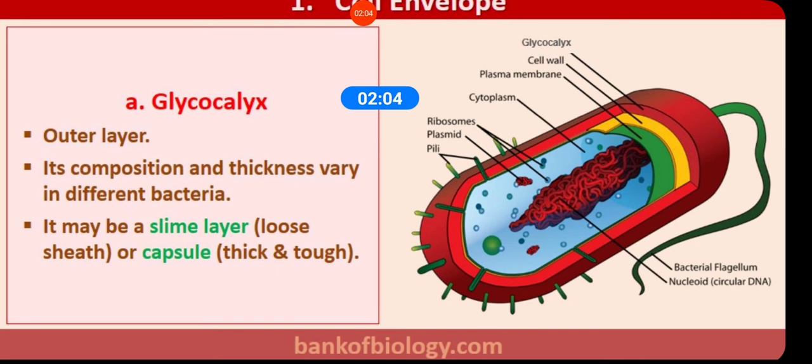And if the cell covering or glycocalyx is thick and tough, then it is called a capsule, which makes the bacteria resistant to the outside environment. It makes the bacteria able to adapt or to live in unfavorable conditions. So this is all about glycocalyx.